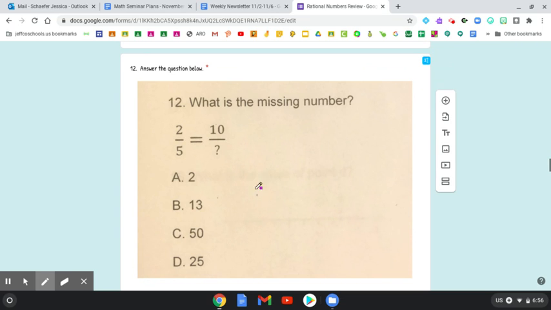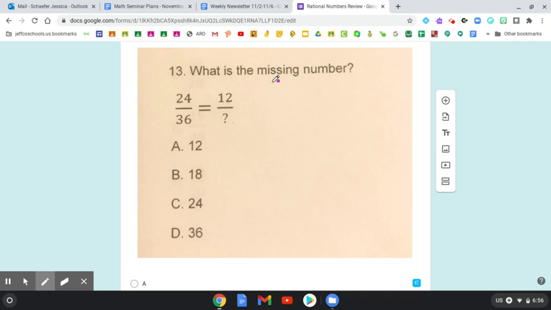Number 12, what's the missing number for this set of fractions? To get 2 to turn into 10, I could multiply by 5. What I do to the top, I'm going to do to the bottom. 5 times 5 is going to make 25. So my missing number is a 25.